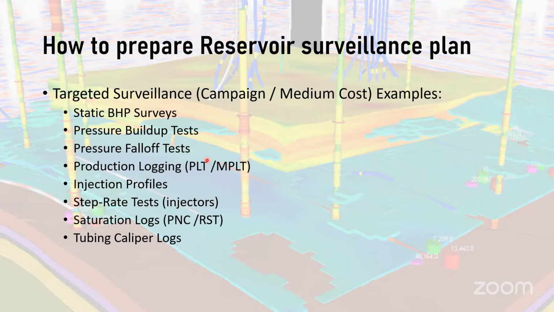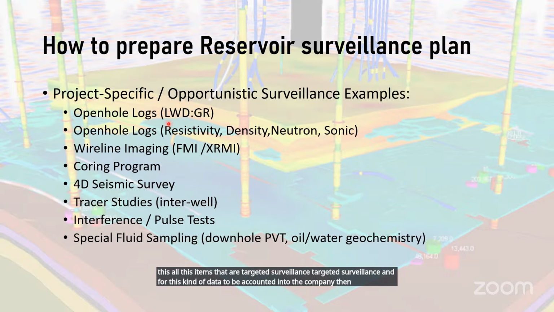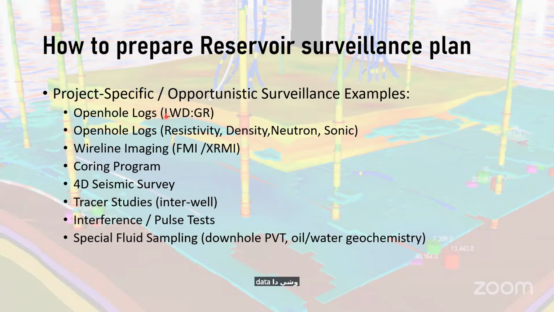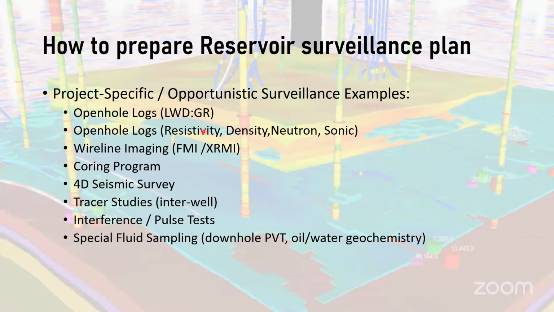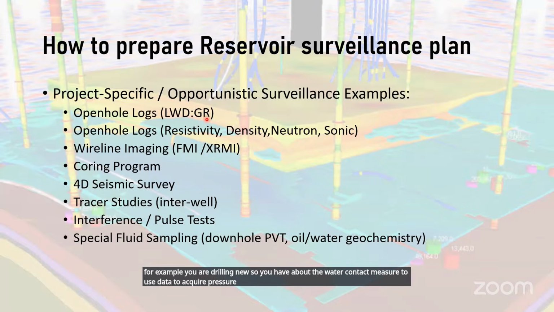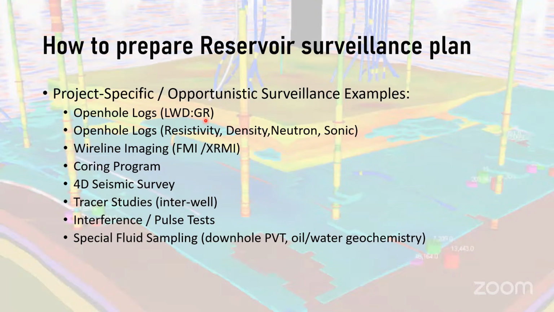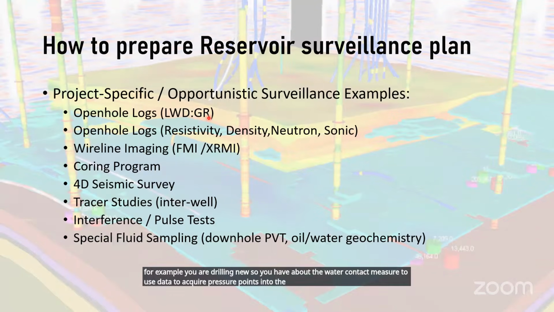Then coming to the third type of data, which is the opportunistic or the project specific. What is the meaning of this? For example, you are now drilling a new well, and you have uncertainty about the oil water contact. In that case, it is an opportunity to use the MDT data to acquire pressure points in the aquifer interval and the oil interval, to know what is the existing depth for the oil water contact.